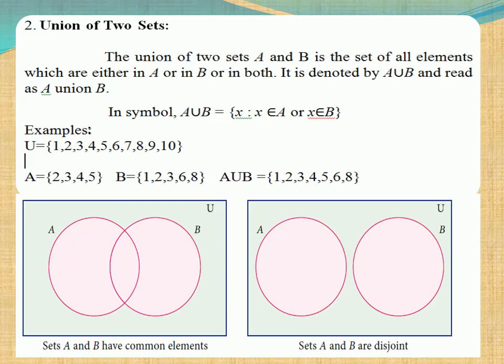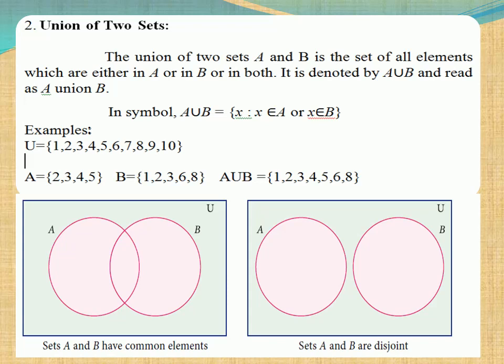Repeated elements will not be allowed. Here one example is given. The universal set is 1 to 10, A is 2, 3, 4, 5 and B has 1, 2, 3, 6, 8. Union means we have to take all the elements from A and B, but repeated elements do not write once again. Here I am writing the A elements and B elements: 1, 2, 3. 2, 3 is already repeated, so you have to write it one time only. So 1, 2, 3, 4, 5, 6, 8. All the elements from A and B we have to take for the union, but the repeated elements we have to write only once.